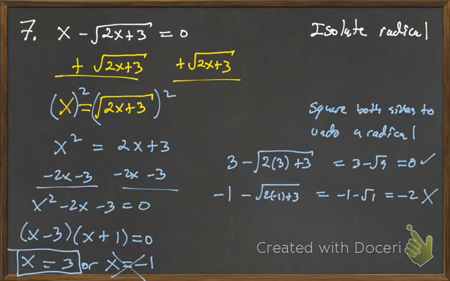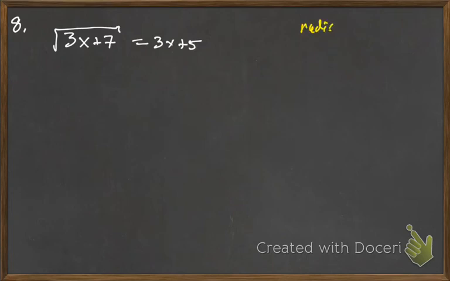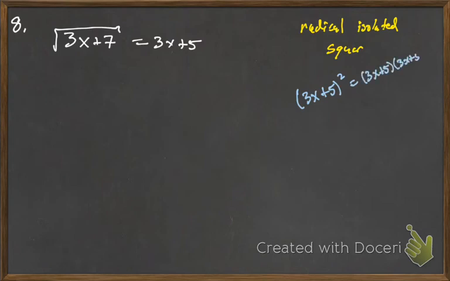Okay? I think we got 2 more radical equations, then we'll get into the quadratic. So here we're going to do a little bit more difficult example. We got the square root of 3x plus 7 is equal to 3x plus 5. And so the radical is already isolated, so we're ready to go ahead and square it. Now, one thing we'll mention is we're going to have to do 3x plus 5 squared. So remember, that means 3x plus 5 times 3x plus 5.